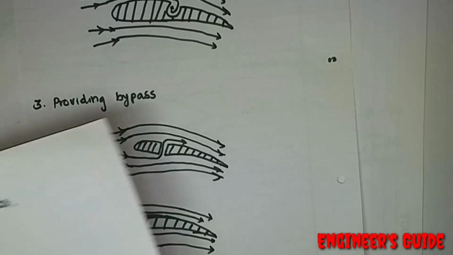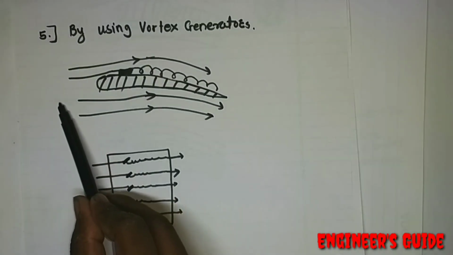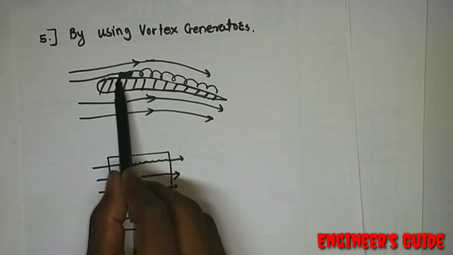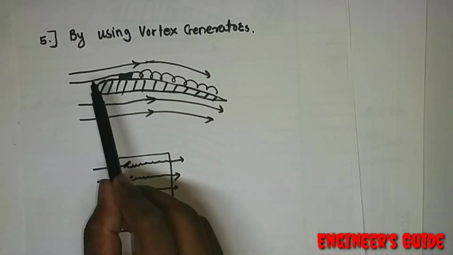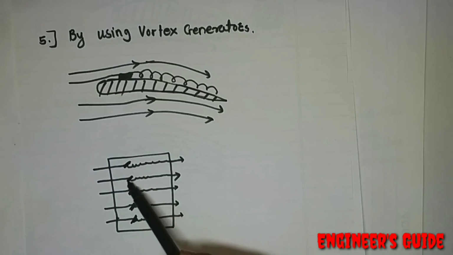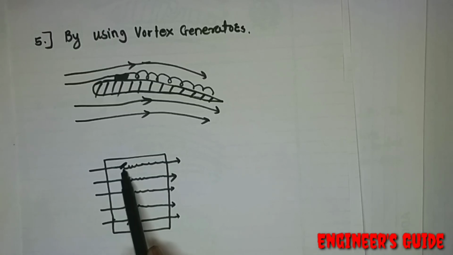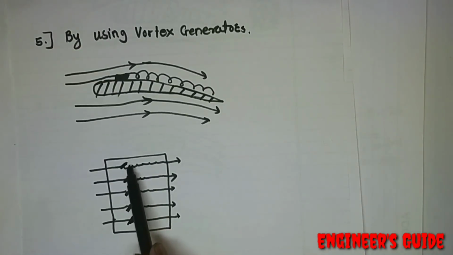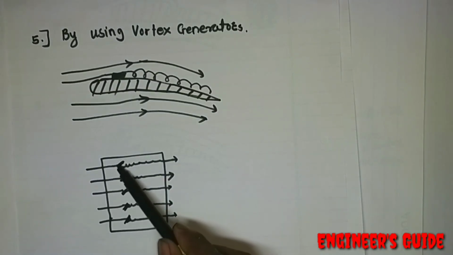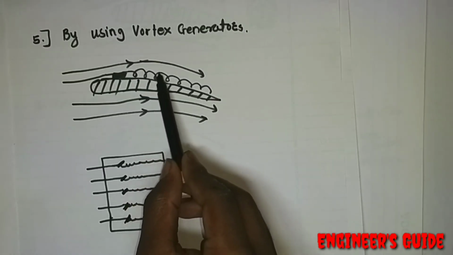Now we'll see one more method, using a vortex generator. You can see in the figure, let's say an aerofoil is placed in air and a vortex generator is placed on the upper surface of the aerofoil. In the top view you can see that the vortex generators are placed at some angle to the free stream. Now when the fluid stream strikes the vortex generator, because of the pressure difference across the vortex generator, it will create circulation and it will transfer momentum from the upper layer of fluid to the lower layer of fluid.